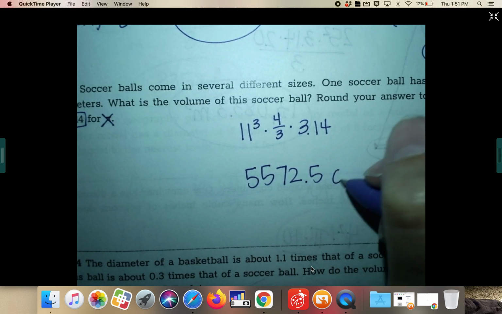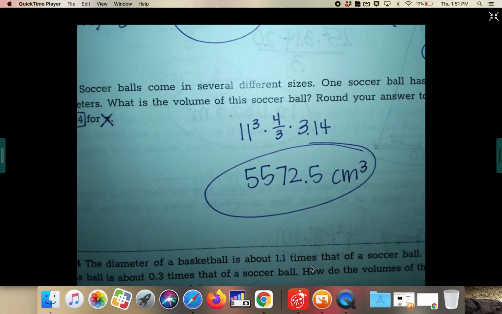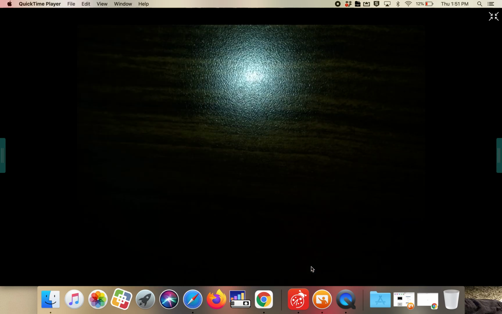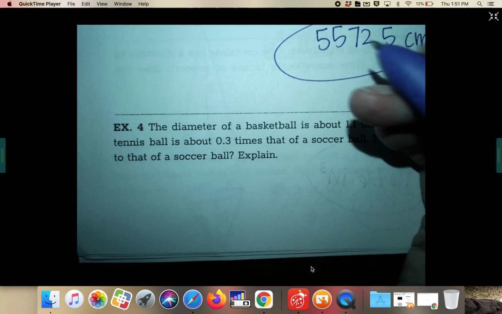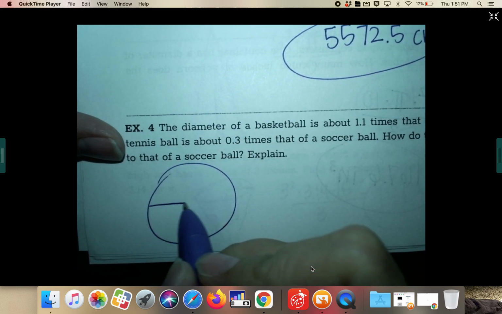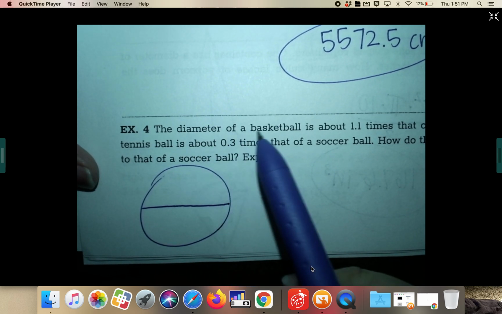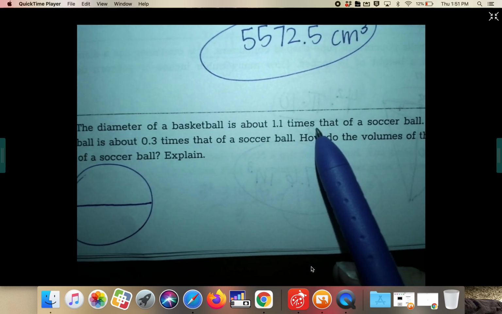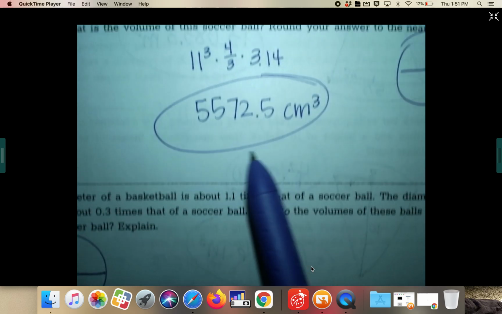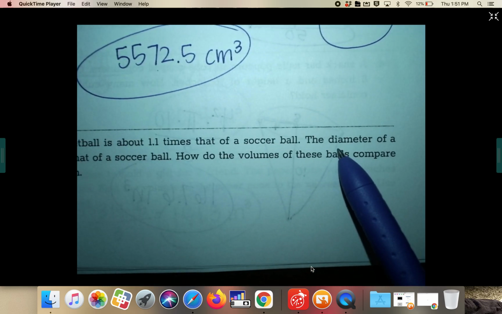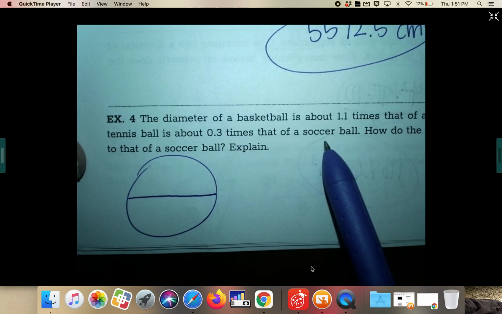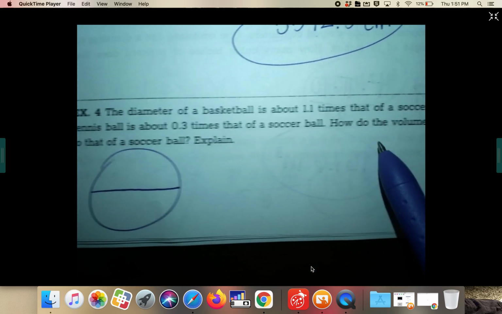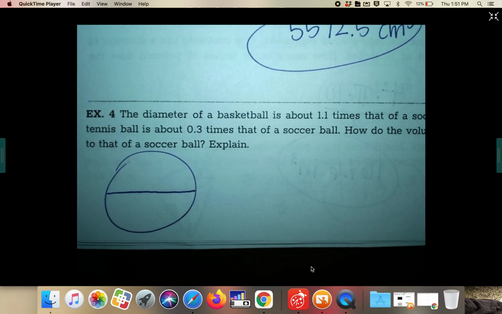5572.5, and that is cubic centimeters, round to the nearest tenth. Okay, and then the last one that we're going to do for our lesson today is talking about the diameter of a basketball. So again, diameter is all the way across. So it says the diameter is about 1.1 times that of a soccer ball, which we just found. The diameter of a tennis ball is about 0.3 times that of a soccer ball. So how do the volumes of these compare to that of a soccer ball, and explain?